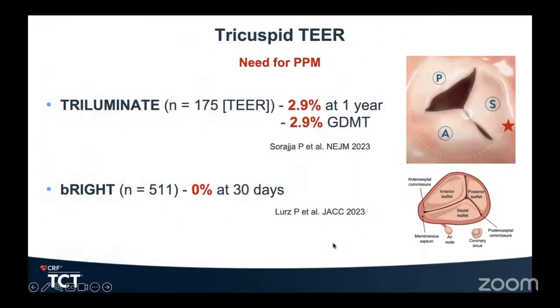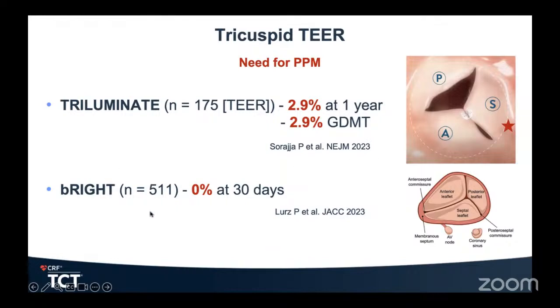Starting with edge-to-edge repair, the need for permanent pacemaker is, of course, very low. By definition, here we are grasping the leaflets. As you can see here, the clip is very far from the annulus, so there is theoretically no risk of conduction abnormalities. On the top, this is the TRILUMINATE randomized trial, where tricuspid TEER is compared, in a randomized fashion, to medical therapy. And the risk of permanent pacemaker was 2.9%, the same between treatment group and medical therapy.